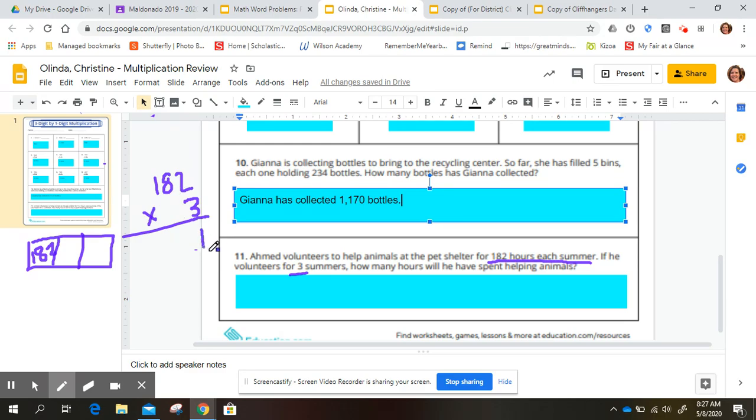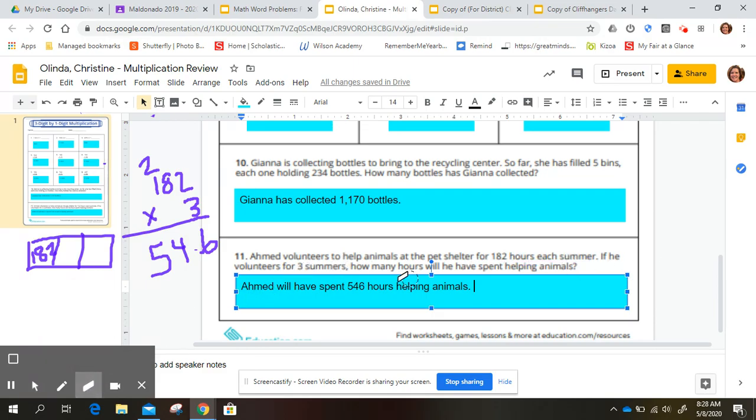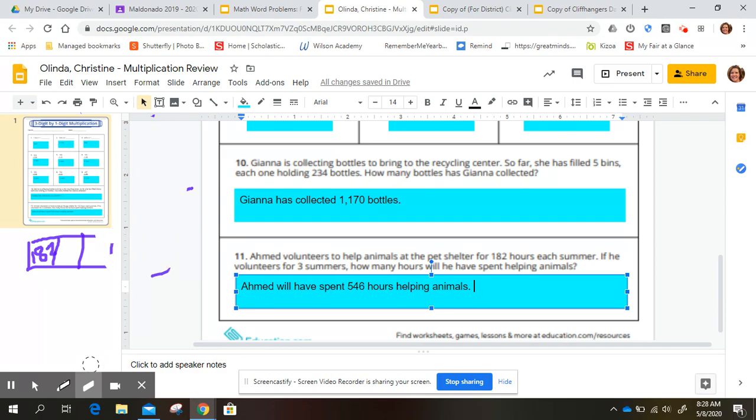So 3 times 2 is 6. 3 times 8 is 24. 3 times 1 is 3, and plus 2 is 5. So my answer is 546 hours. So I'll type it in a sentence. Ahmed will have spent 546 hours helping animals. Remember, I'm using the same words that are in the question to build my answer. How many hours will he have spent helping animals? Ahmed will have spent 546 hours helping animals. And that should be it.